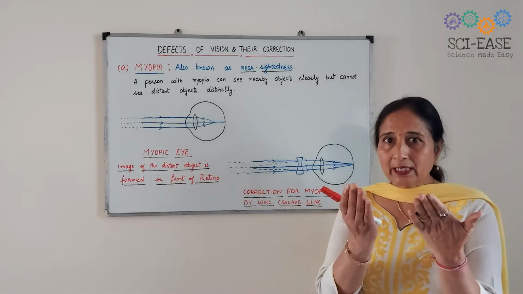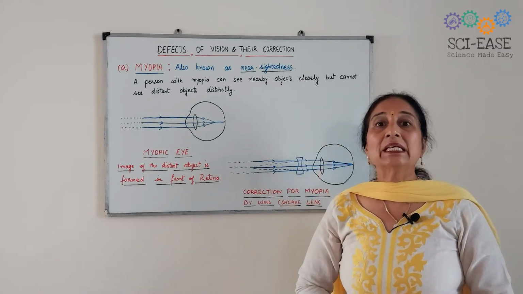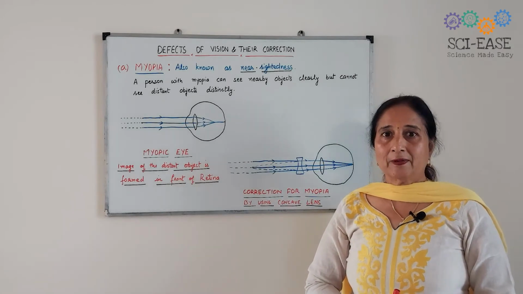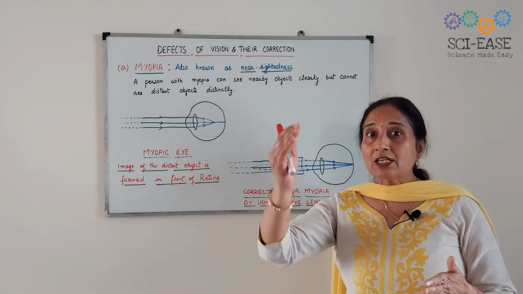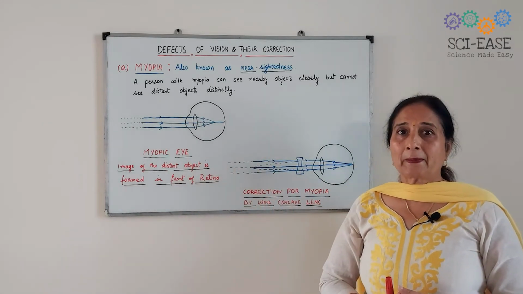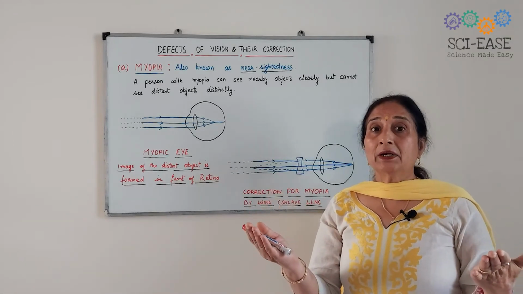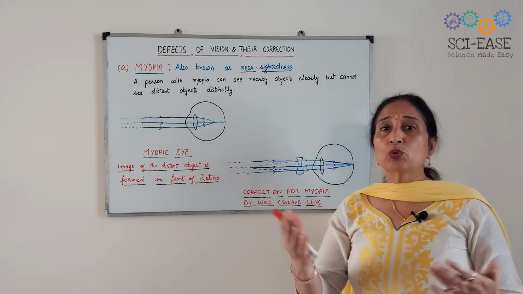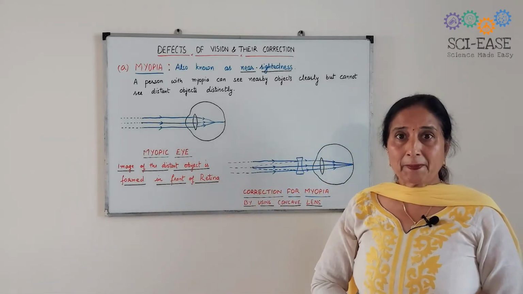He is able to read the book, but he is unable to see the distant objects. This means that the far point is shifted from infinity, and he can comfortably see up to 1.2 to 1.5 meters.